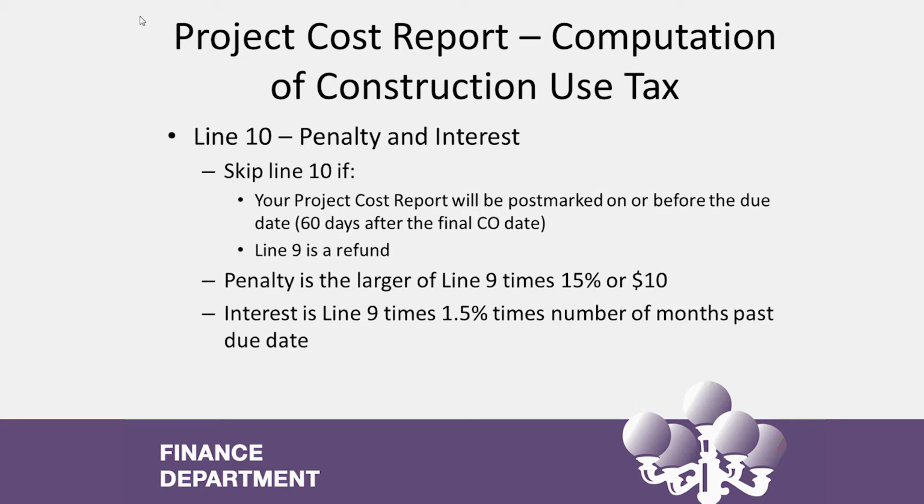Line 10 is penalty and interest. Skip line 10 if your project cost report will be postmarked on or before the due date, or if line 9 is a refund. Penalty is calculated as the larger of line 9 times 15% or $10. Interest is line 9 times 1.5% times the number of months past the due date.